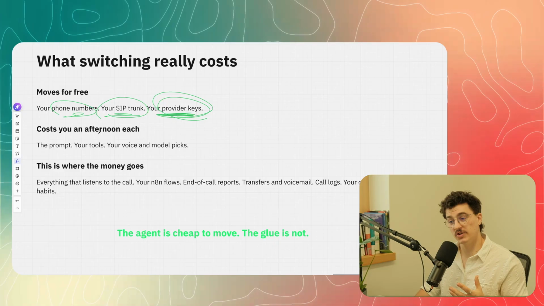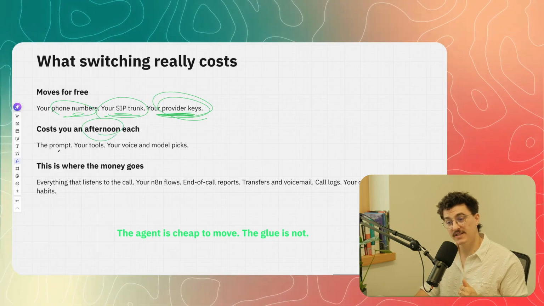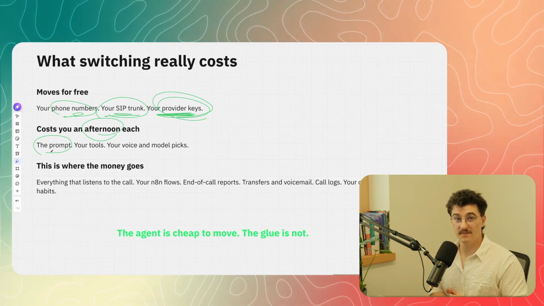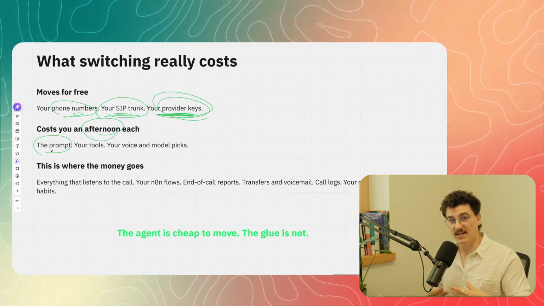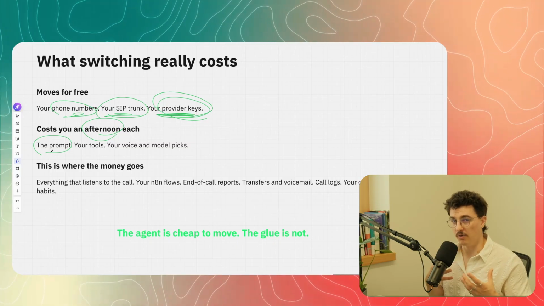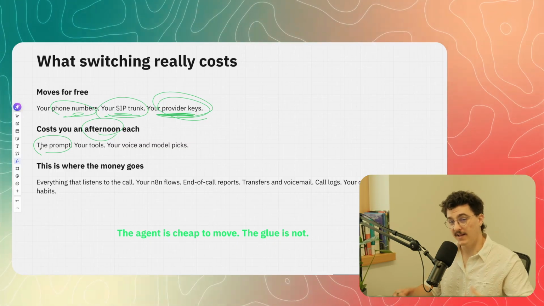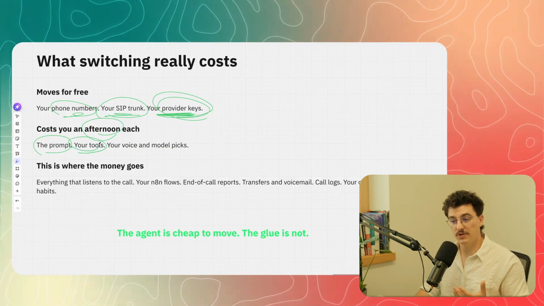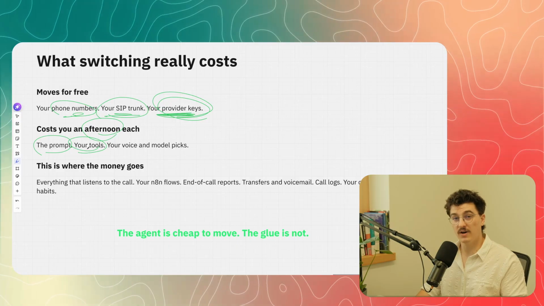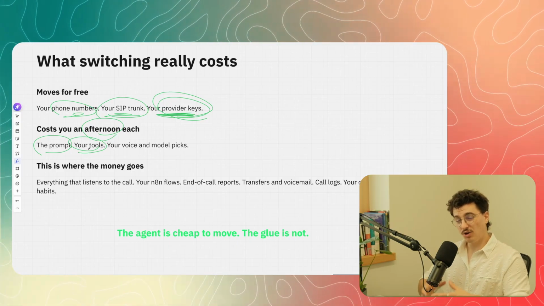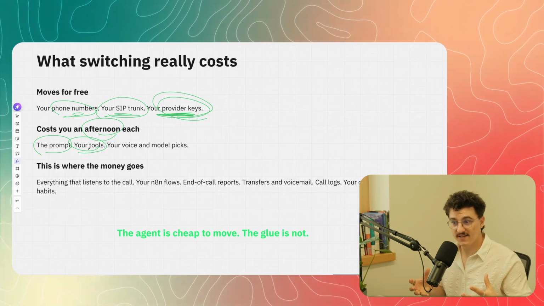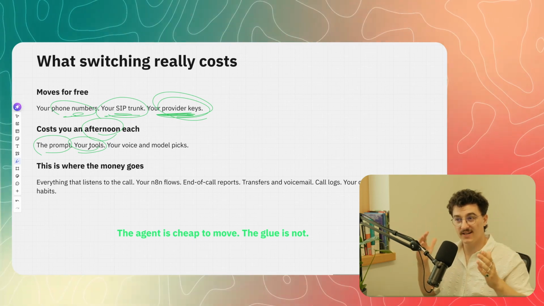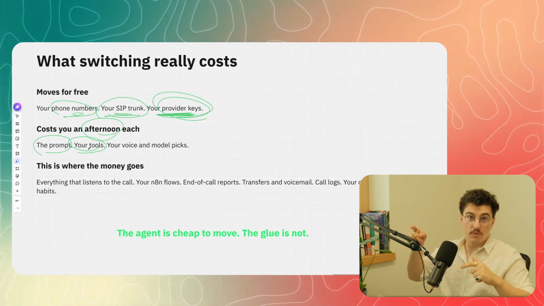Next up, what costs you an afternoon each. These are things like the prompt. Here, the prompt itself is probably still fine, but the way the prompt is used in LiveKit is kind of different. It's code. You can't just put it into a text box and then everything is fine. It's a bit more than that. And the same is for the tools. All the tools that your agent uses, the concept of how they work stays the same. Like the actual workflow of calendar booking doesn't change just because I go from Vapi to LiveKit.